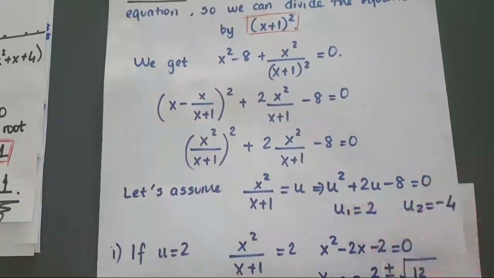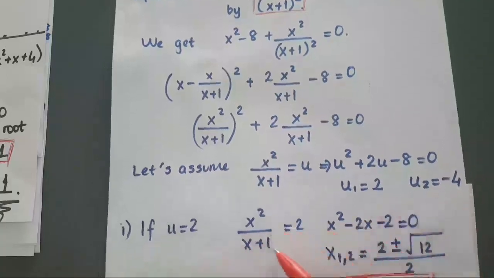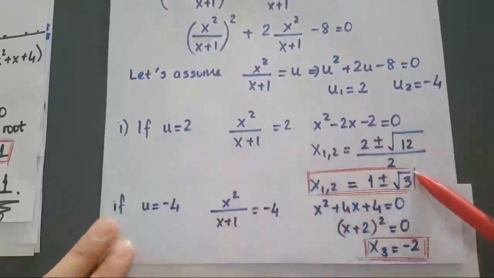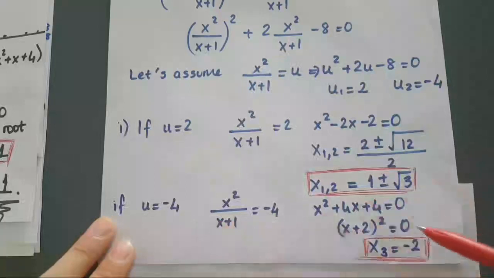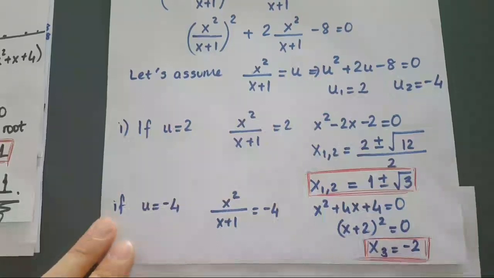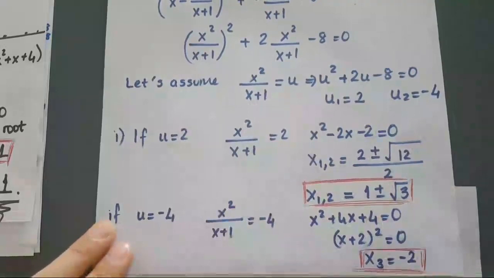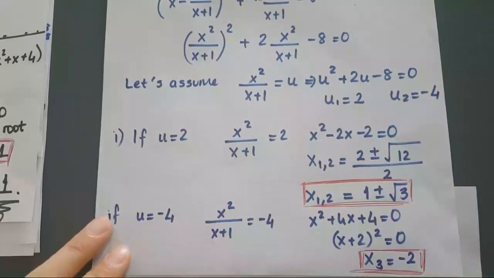Then we check it for 2 and minus 4. If x squared over x plus 1 is 2, the roots are 1 plus minus root 3, and if u is equal to negative 4, the root is negative 2. So we have 3 roots for this problem. Any question, guys? Did you get the problem? Did you understand it? Christina?